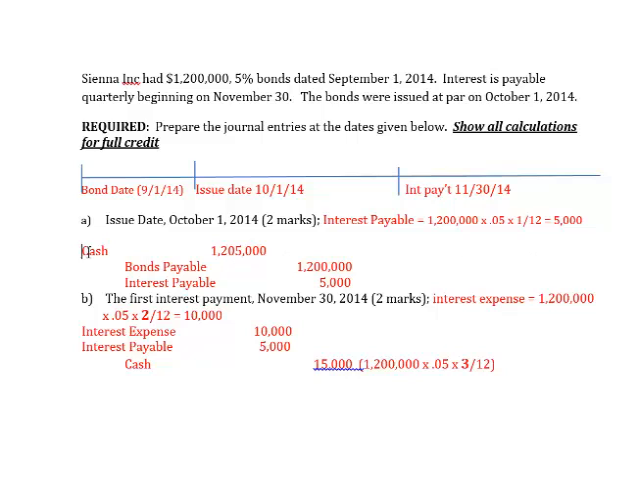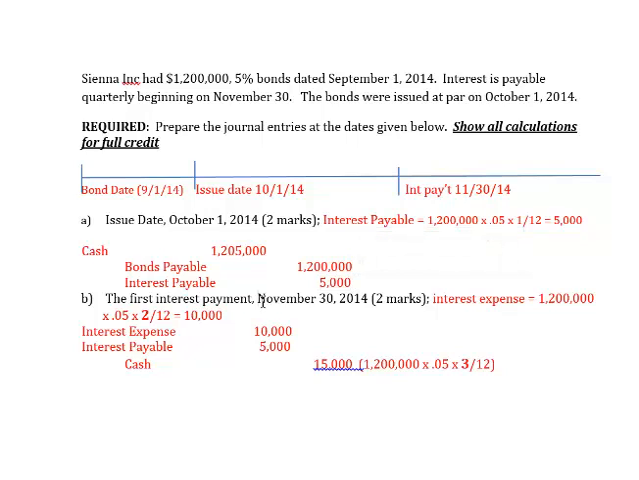So the investor is going to give Sienna cash for $1.205 million. Bonds payable are still going to be at their face value, but now Sienna sets up interest payable of $5,000. Why? Because that $5,000 is part of the 3-month interest payment that they're going to give back to the investors.